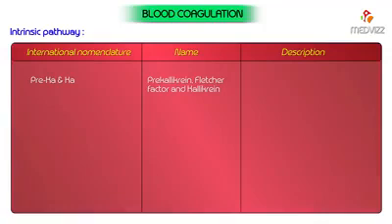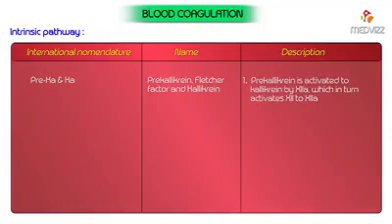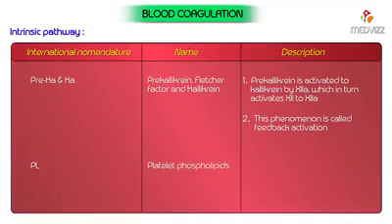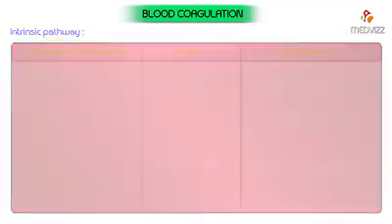Prekallikrein, also known as Fletcher factor, and kallikrein. Prekallikrein is activated to kallikrein by factor 12A, which in turn activates factor 12 to factor 12A. This phenomenon is called feedback activation of factor 12. Platelet phospholipids. Platelets contain phospholipids which are essential for clotting in the absence of tissue extract.